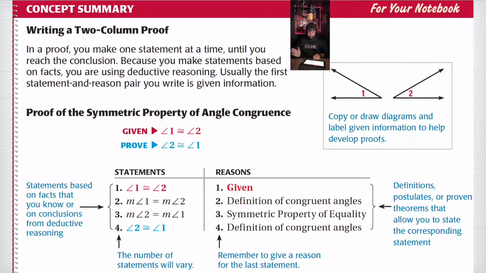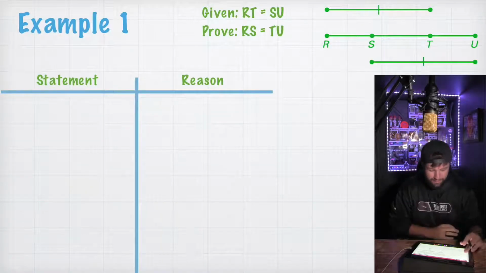Like it said before, the left-hand side is statements based on facts you know or on conclusions from deductive reasoning. And then the right-hand side are either definitions, postulates, or proven theorems that allow you to state the corresponding statements. Okay? How long each proof is will definitely vary. Today we got a really long one, so just buckle in and enjoy the ride, you know?